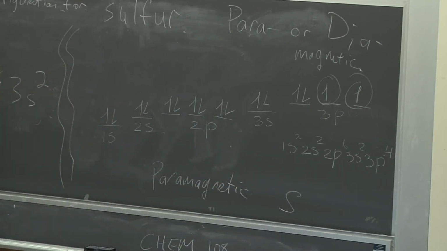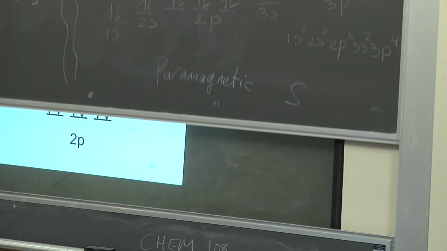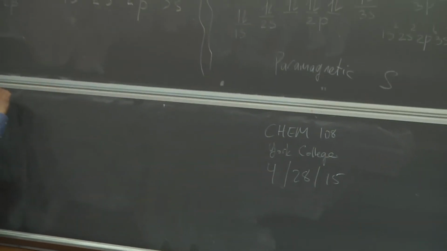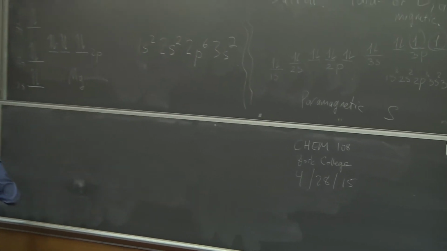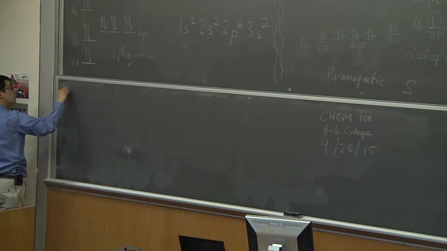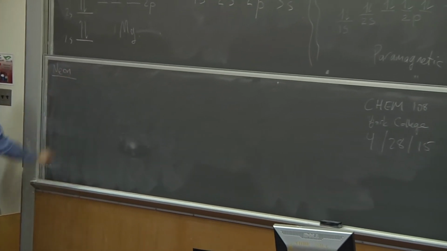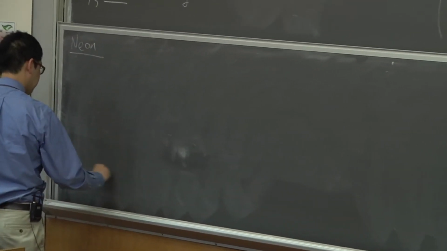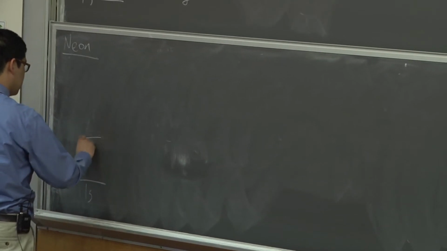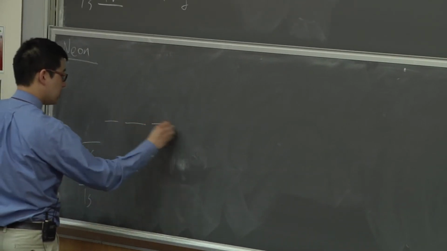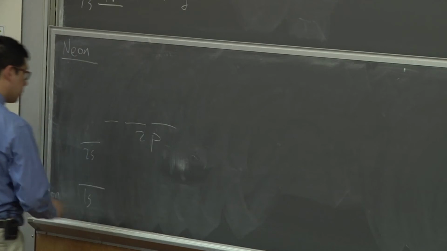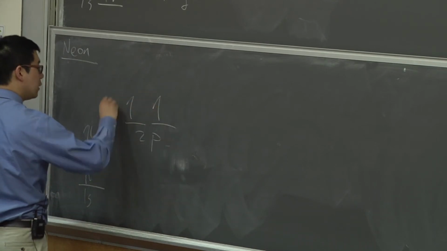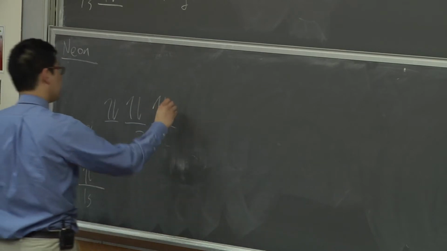Okay, so I want to do one more here, right? So let's do neon. So neon has how many? 10? 10, right? 1s, 2s, 2p, and I think that's all we're going to need. So we're going to get 1, 2, 3, 4, 5, 6, 7, 8, 9, 10.